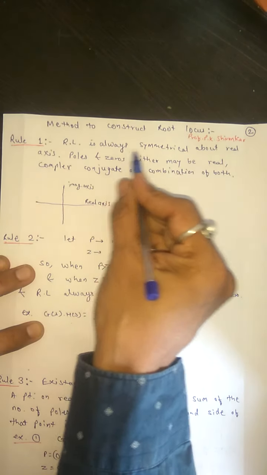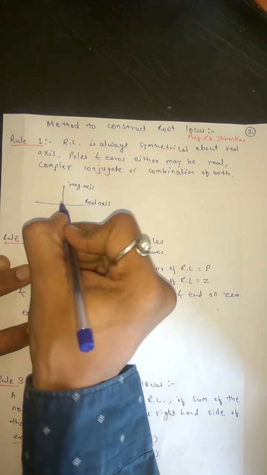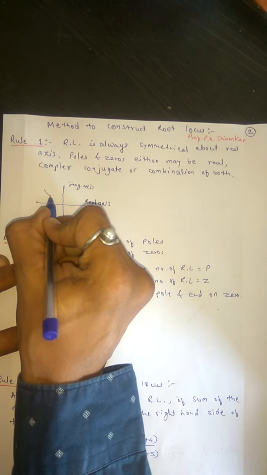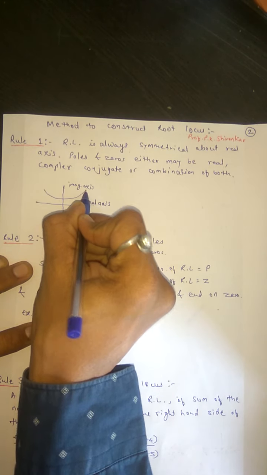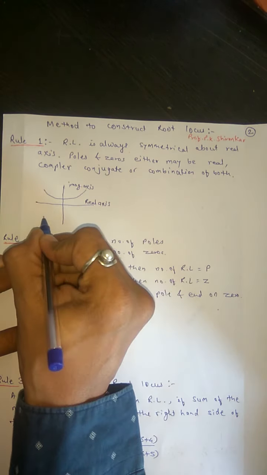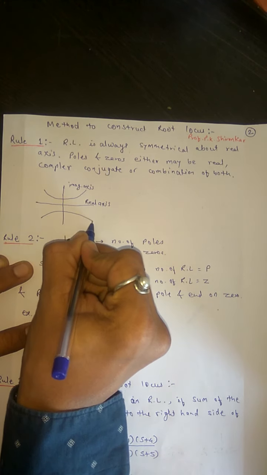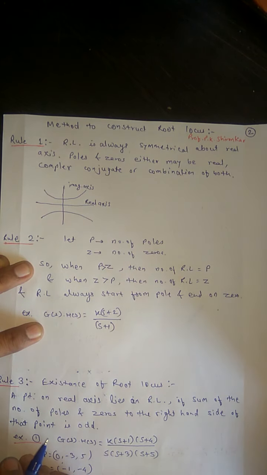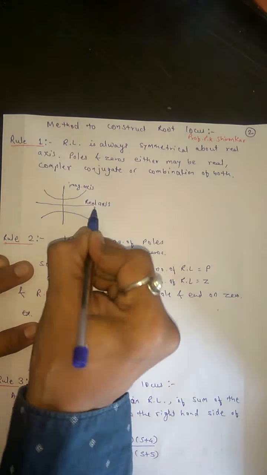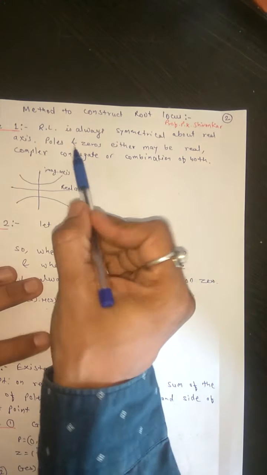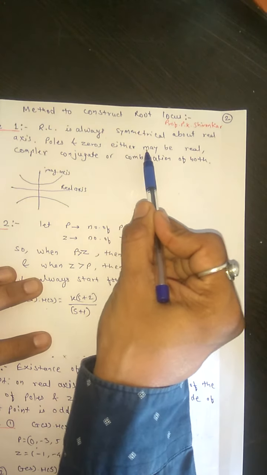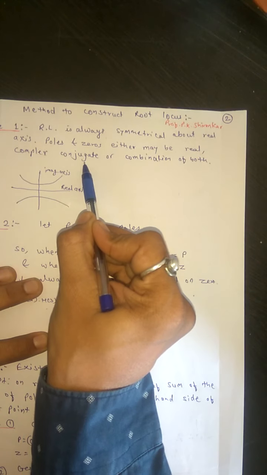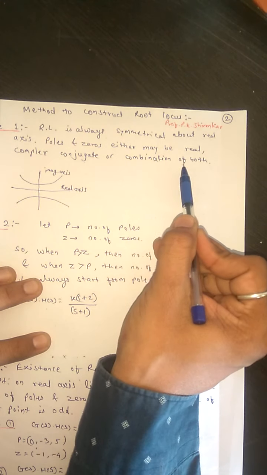So root locus is always symmetrical about the real axis means, suppose root locus in the upper portion is like this, so ultimately the second portion will be like this. It is always symmetrical about the real axis. And poles and zeros either may be real, complex conjugate, or a combination of both.